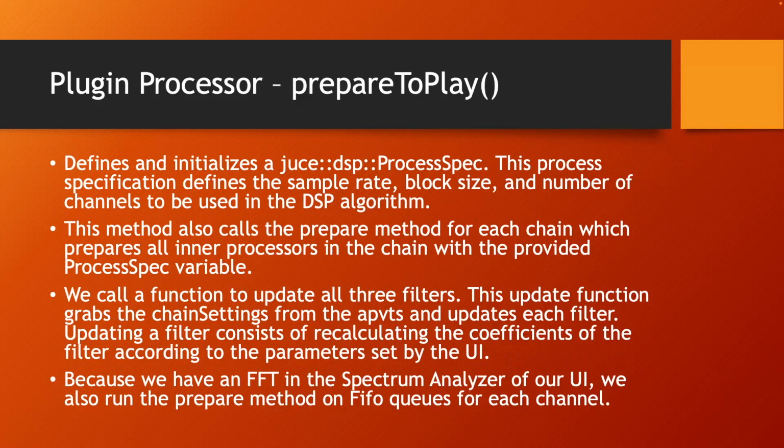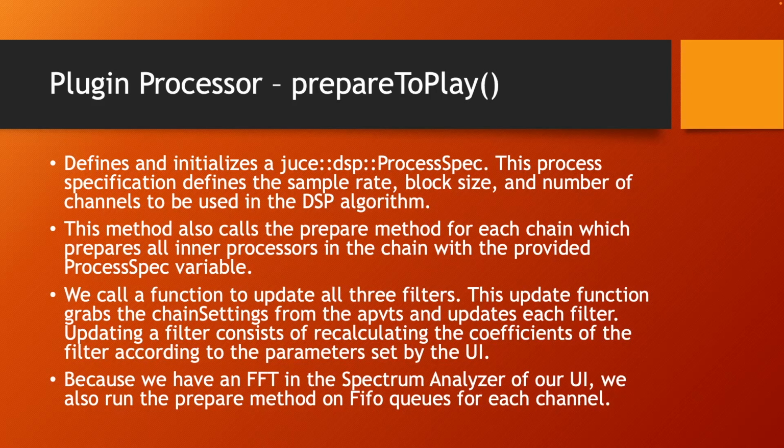Okay, now let's talk about the prepare to play method. The prepare to play method defines and instantiates a JUCE process spec object. The process specification defines the sample rate, block size, and number of channels to be used in the DSP algorithm. This method also calls the prepare method for each chain, which prepares all the processors in the chain with the provided process spec value.